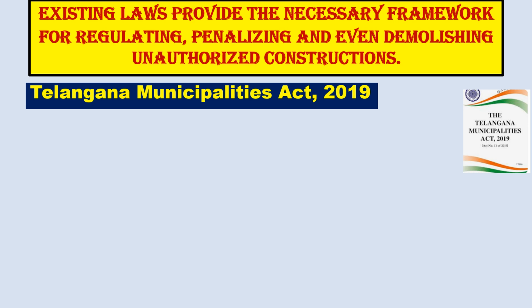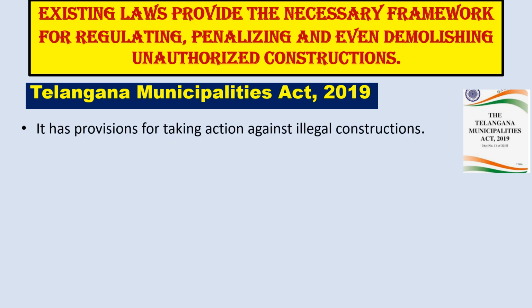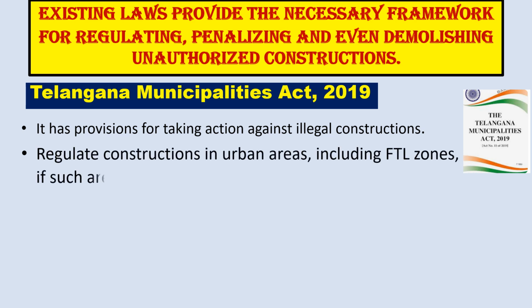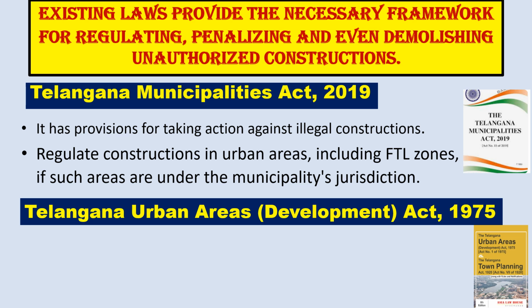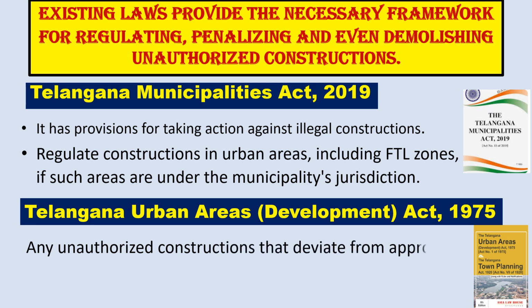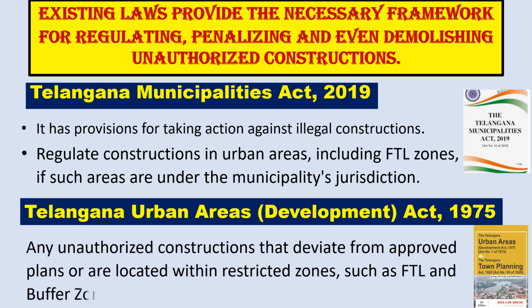The Telangana Municipalities Act, 2019 provides for taking action against illegal constructions. The Act regulates constructions in urban areas, including FTL zones, if such areas are under the municipality's jurisdiction. According to the Telangana Urban Areas Development Act of 1975, any unauthorized constructions that deviate from approved plans or are located within restricted zones, such as the FTL and buffer zones, are subject to enforcement action.